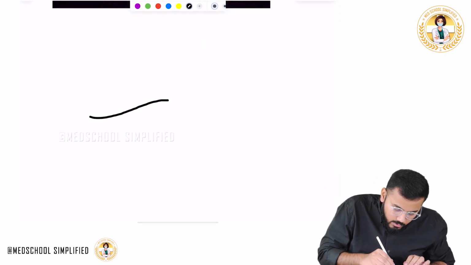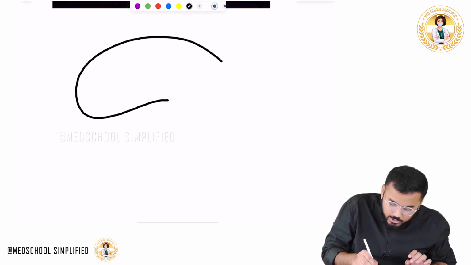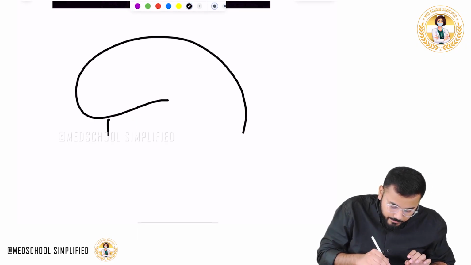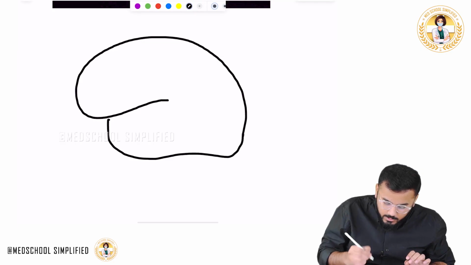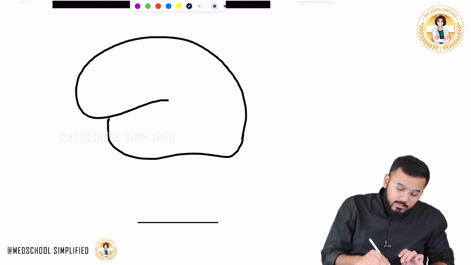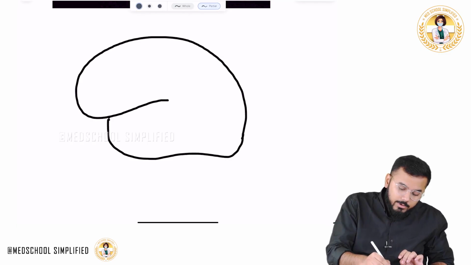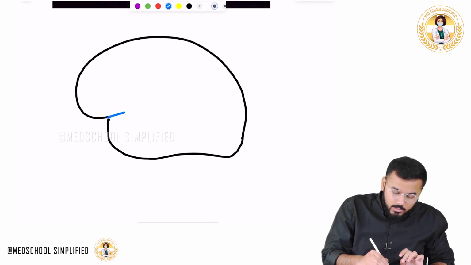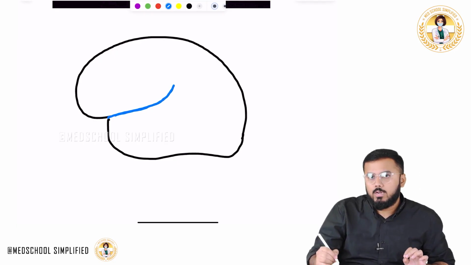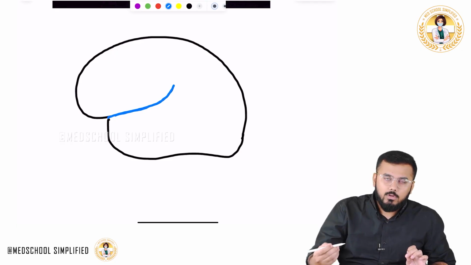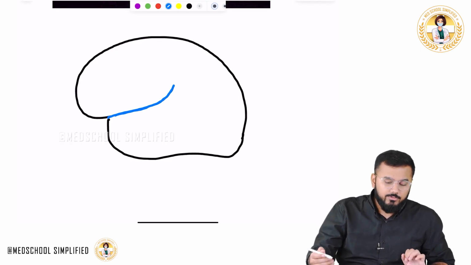All of you, I hope now you are aware of this picture, right? Now, in this picture, what is this line, which I am drawing with blue in this way? This is your posterior ramus, also called the lateral sulcus, or you can also call it the Sylvian fissure.